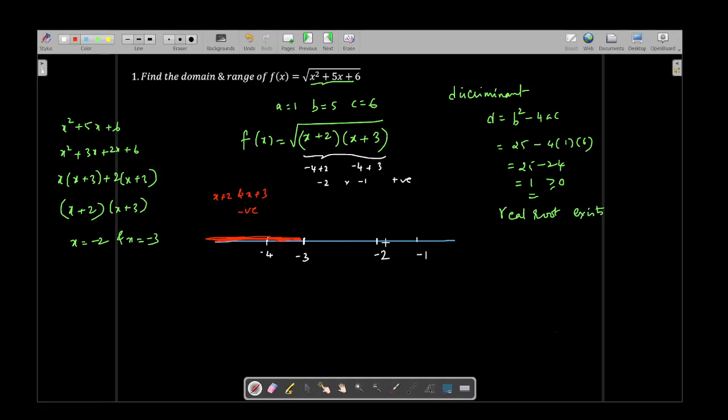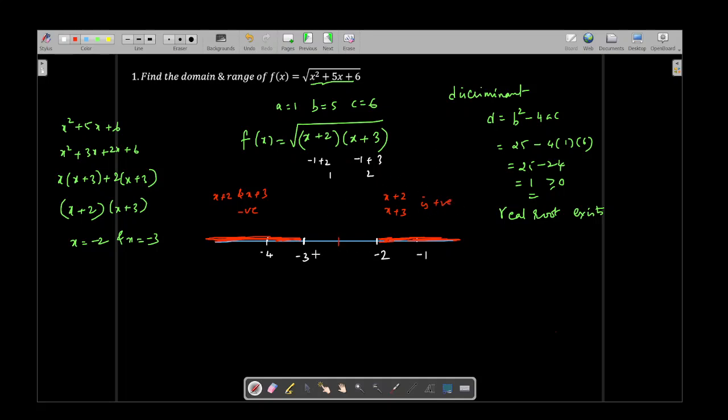And if you take greater than minus 2, let's take x is equal to minus 1. You'll get minus 1 plus 2, minus 1 plus 3, which is 1 and 2, both are positive. So from this region, after minus 2, both x plus 2 and x plus 3 are positive. So positive into positive is positive, so square root of positive does exist.